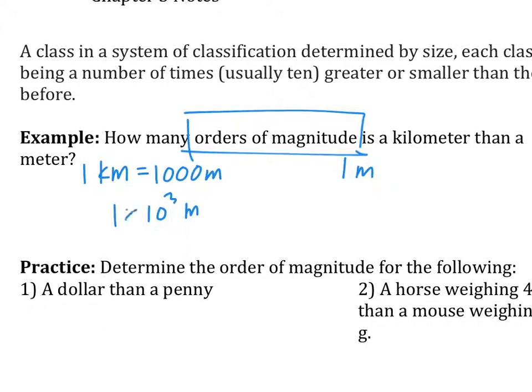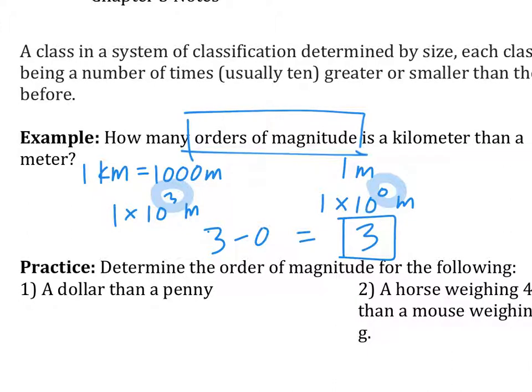And we can put a 1 in front of it, make it look like scientific notation, right? 1 meter is the same as 1 times 10 to the what power? 0. So the question is, how many orders of magnitude is it bigger? So basically, we compare the exponents, and 3 minus 0, so it's 3 orders of magnitude bigger. So 3 orders of magnitude actually means 1,000 times bigger.